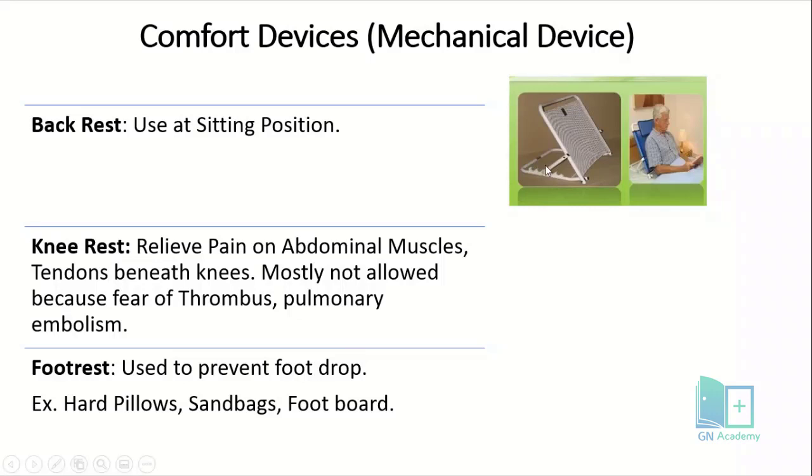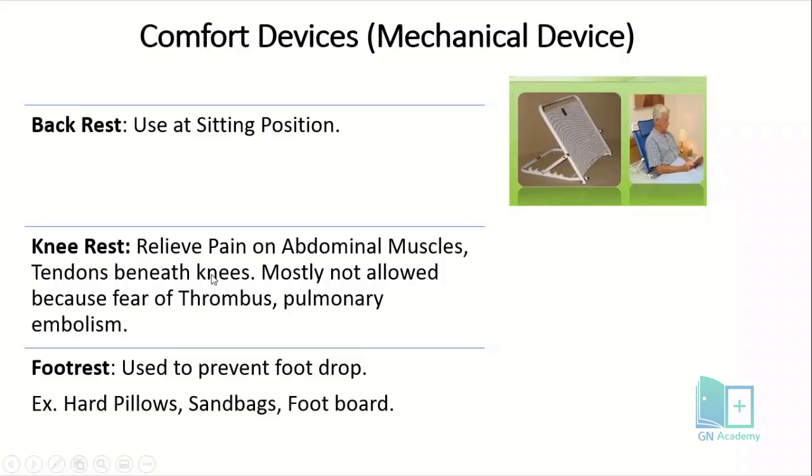What angles we provide for what position, we will discuss in the chapter on positioning. Here the backrest is a device used to provide the sitting position. The backrest device is only used to comfort the sitting position.